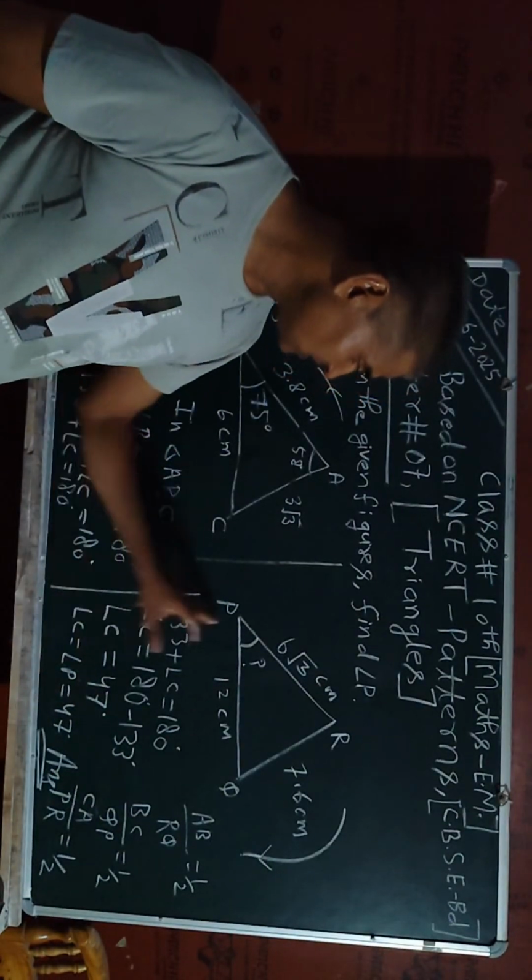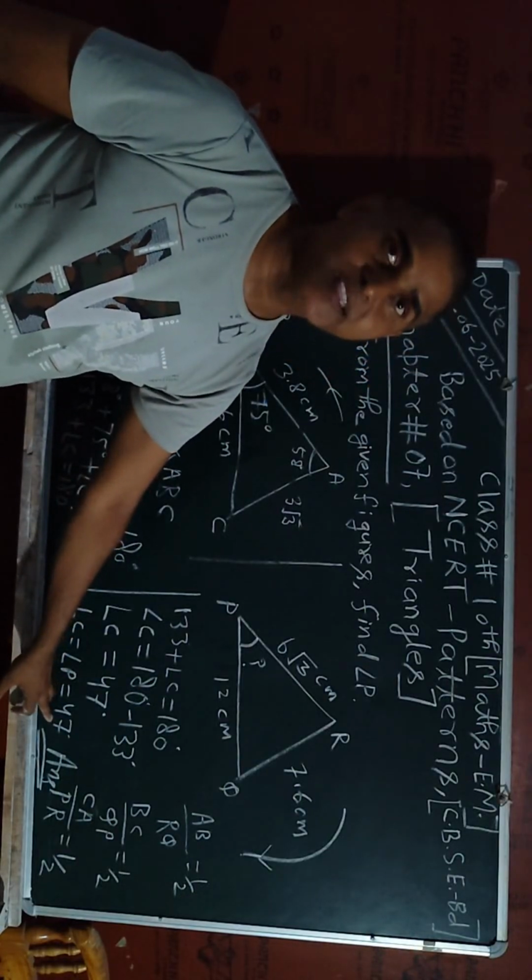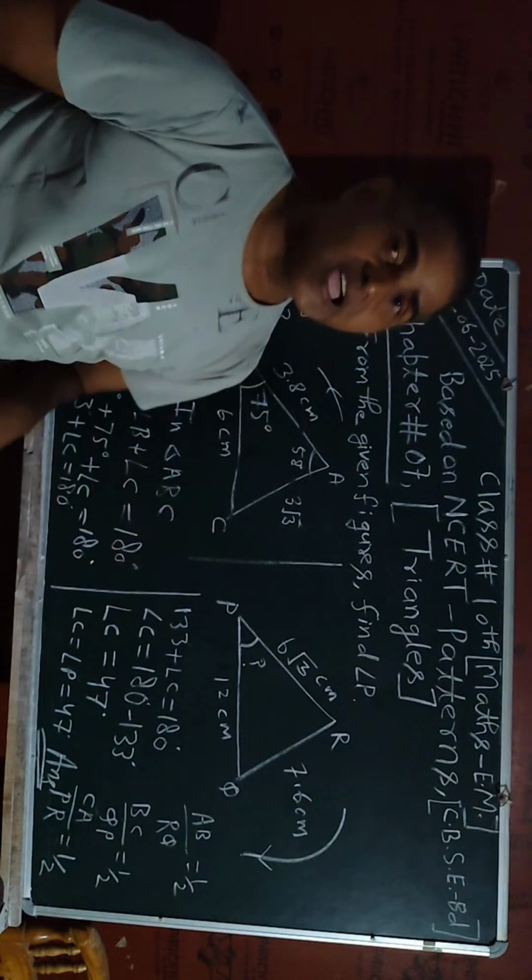Now angle C, which is equal to angle P, so its value will be 47 degrees. This is the answer to my question. So according to this way I will solve.